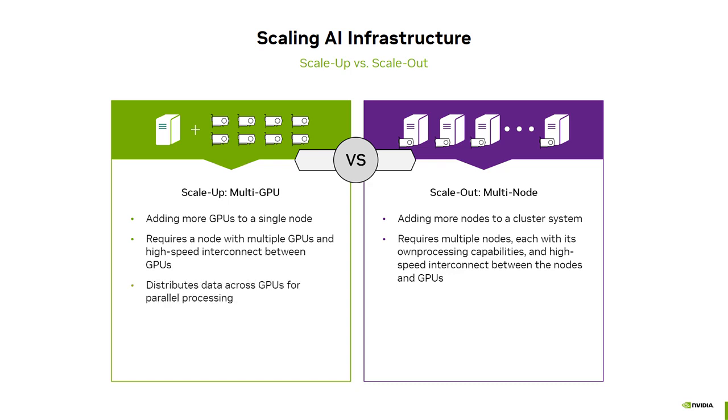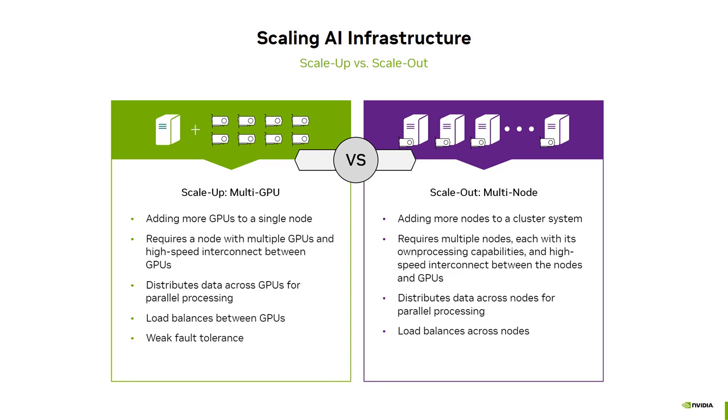Multi-GPU scaling usually involves distributing data across the GPUs for parallel processing, whereas multi-node scaling involves distributing data across nodes for parallel processing. Multi-GPU scaling also requires load balancing between the GPUs, while multi-node scaling requires load balancing between the nodes. Lastly, multi-node scaling provides better failure tolerance compared to multi-GPU scaling, as the failure of one node does not affect the overall system, whereas in multi-GPU scaling, the failure of one GPU can affect the entire system. In the following slides, we'll cover the scale-up option, or multi-GPU.